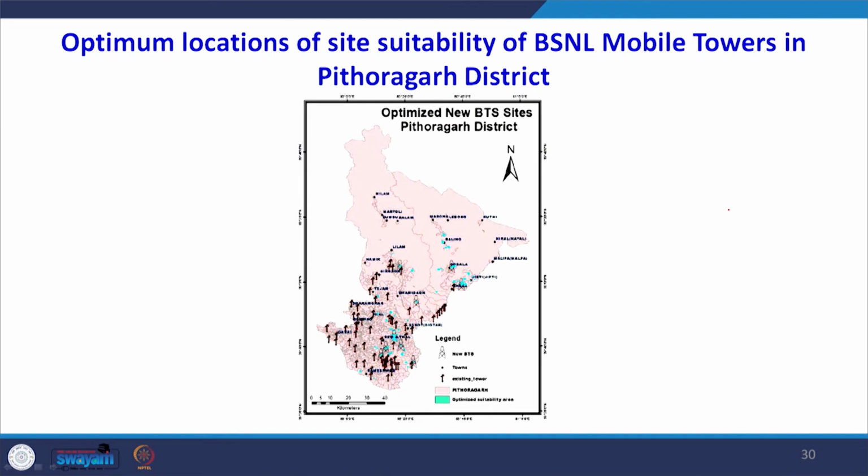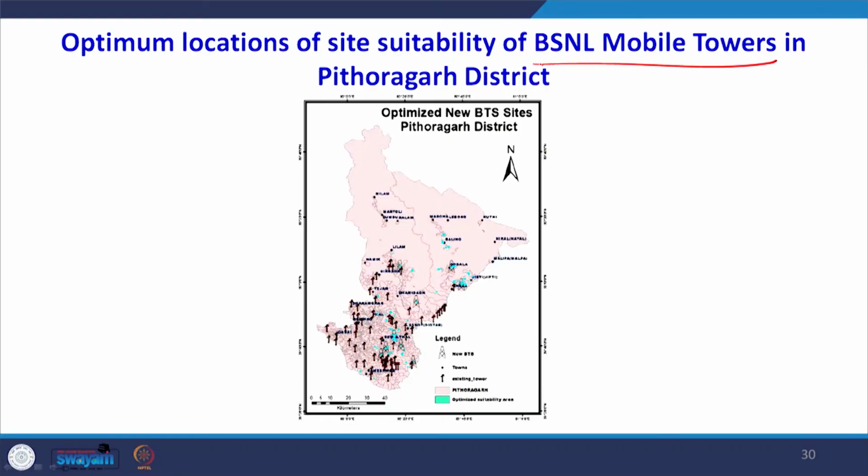This example shows how to find the suitable locations of mobile towers, and particularly the BSNL mobile towers. This study is undertaken in Pithoragarh District. You can see the district boundary, and you can see there are existing BSNL towers, but since it is a hilly area, there are certain areas where you will find the density is quite low, or there is no tower at all.